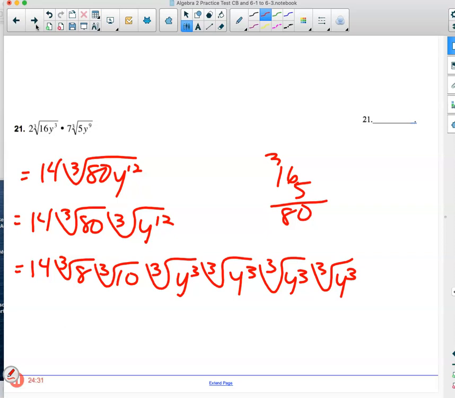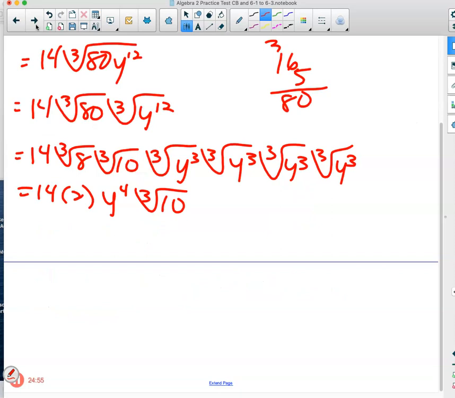Well, let's go find anything pretty. Cube root of 8. We said we could pull that out. That better be pretty. What is a cube root of 8? It's 2. Got an ugly little cube root of 10 there. And then I've got what for my y's? So we will have 14 times 2 is 28, y to the 4th cubed roots of 10. Beautiful.